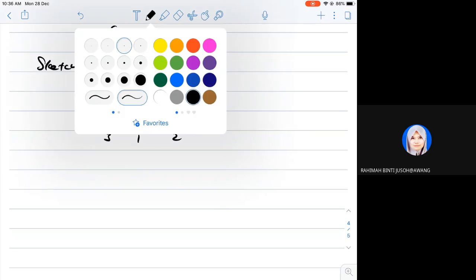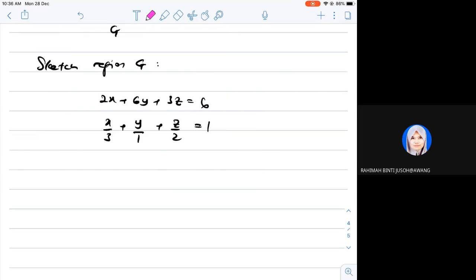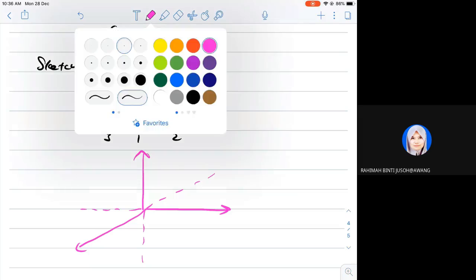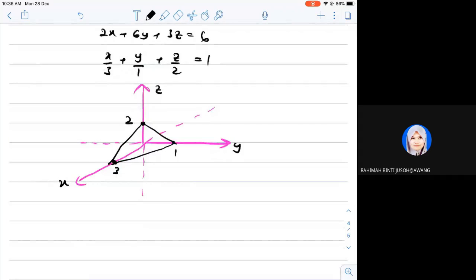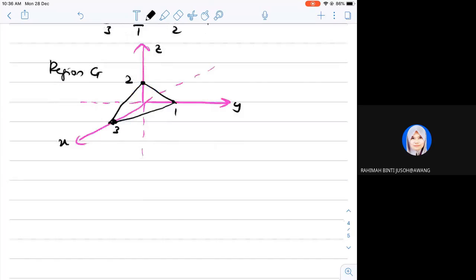So now the region should be, coincidentally, all positive. So we have x, y, and z. x equals 3 here, y equals 1, and z equals 2. So we have this region. All right, this is region G, the 3D graph. Now let's say we sketch region R.